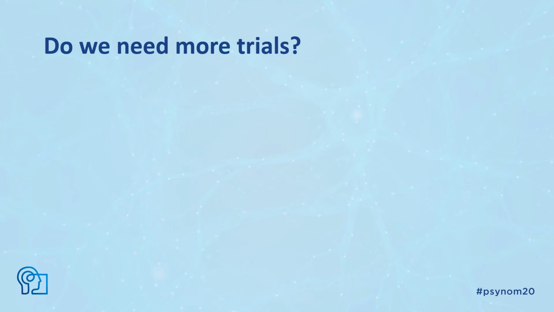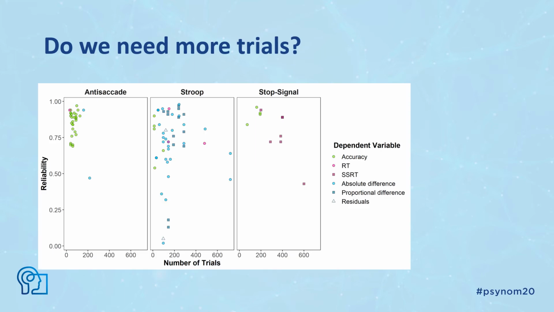As we know that reliability usually increases with the number of trials, we thought that maybe we just need more trials for our attentional control paradigms. And so we looked into the relationship between reliability and the number of trials for some of the most popular tasks. And what we found was that this actually strongly depends on the specific task. So, for example, for the stop signal task, we observed even a negative correlation between the number of trials and reliability when we look at the SSRT score, which is depicted here with the purple squares.